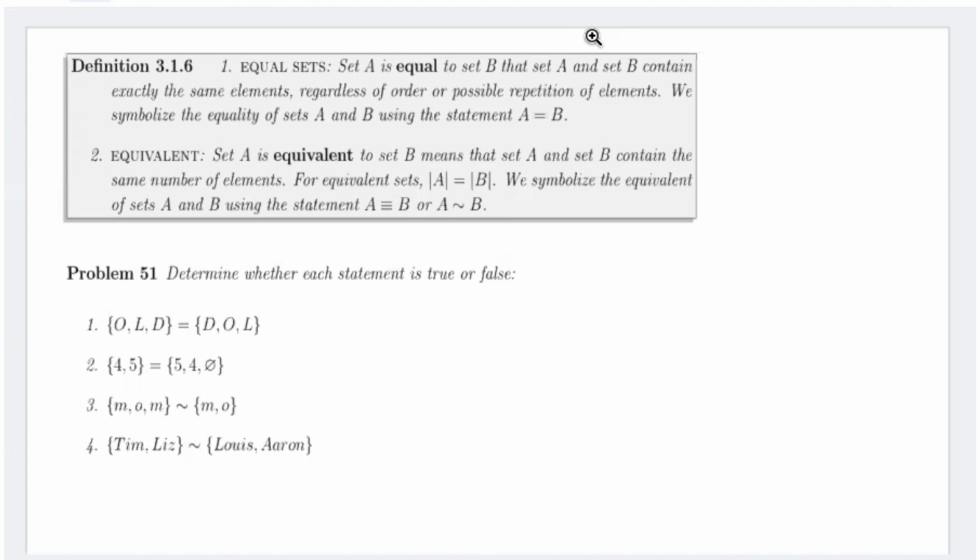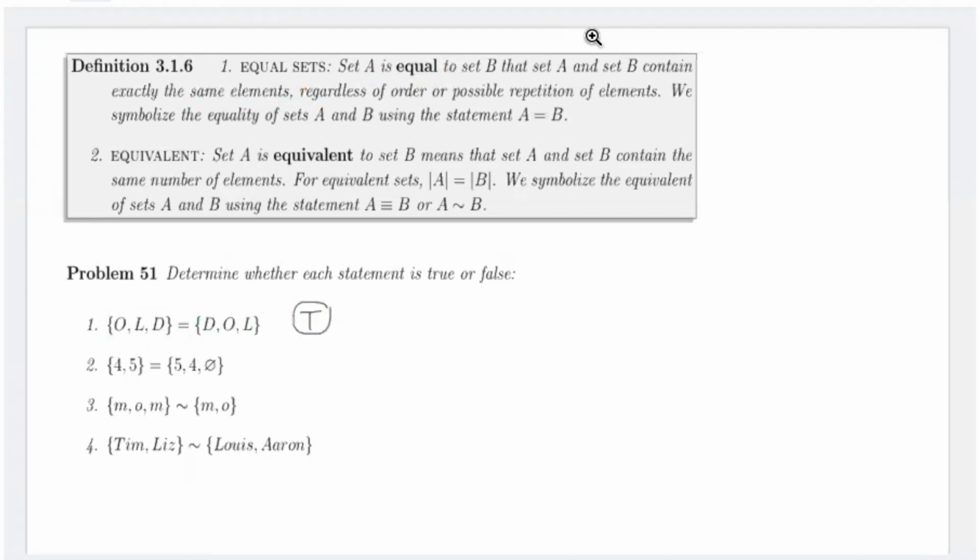Okay, let's do part 1. Look at the notation. Set OLD is equal to set DOL. Equal means it has the same elements. Look at the elements. Are they the same elements? Dorothy, is this a true statement or not? It's true, they're equal. Very good. Order does not matter. Excellent.